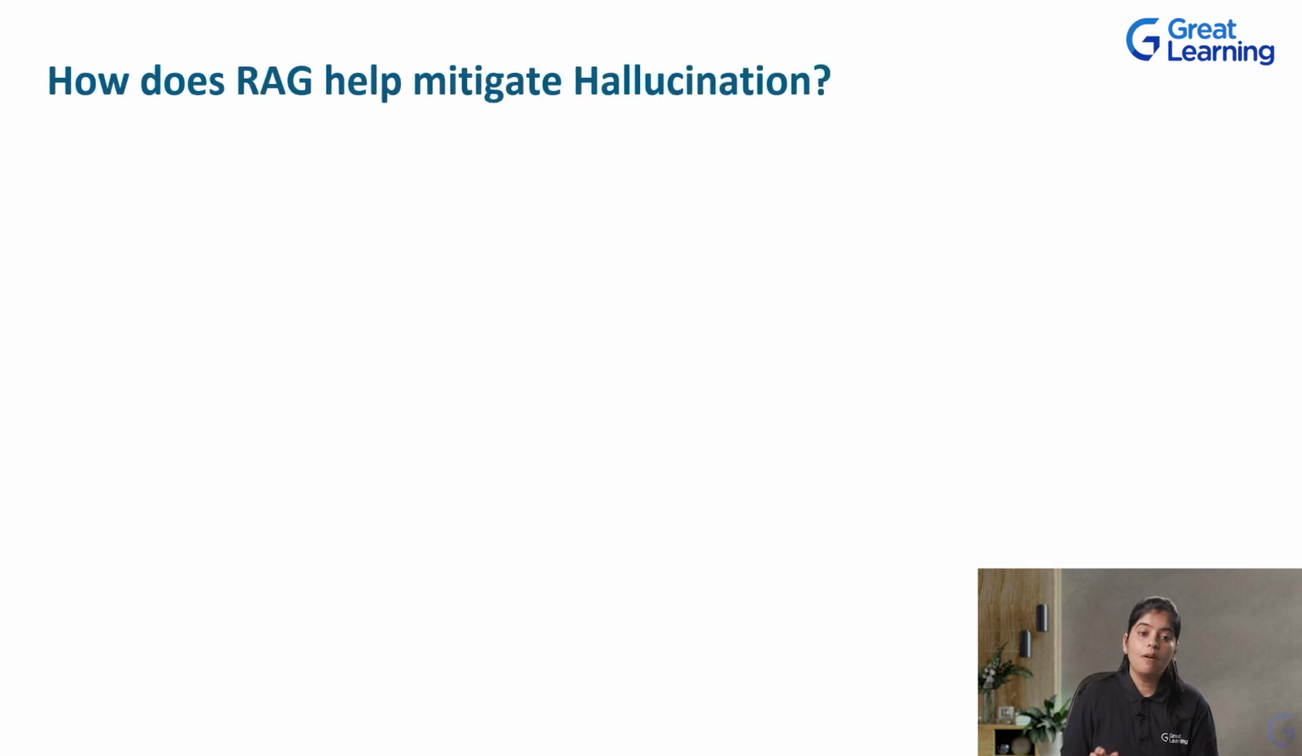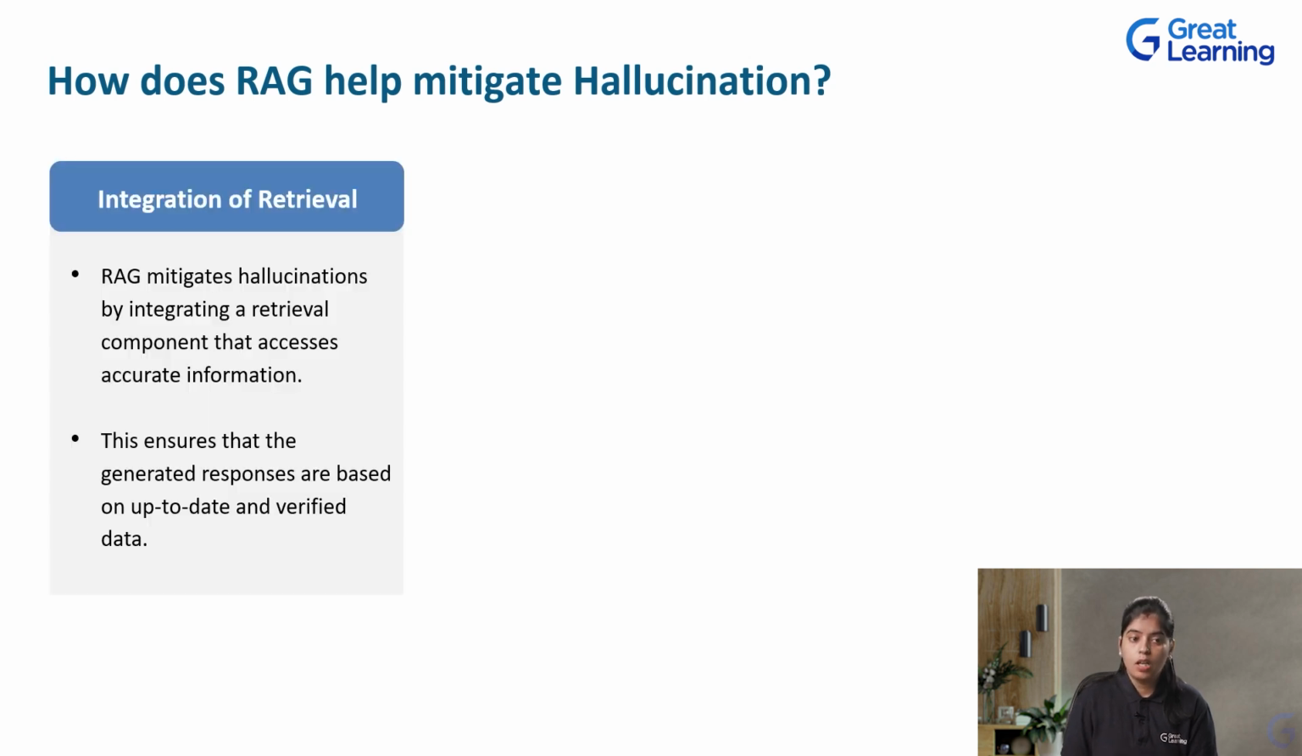Now, how does RAG help mitigate hallucination? How is it helpful to overcome this problem? First is integration of retrieval. As you can see on the screen, RAG mitigates hallucination by integrating a retrieval component that accesses accurate information. RAG always retrieves relevant, accurate and up-to-date information. This ensures that the generated responses are based on up-to-date info.